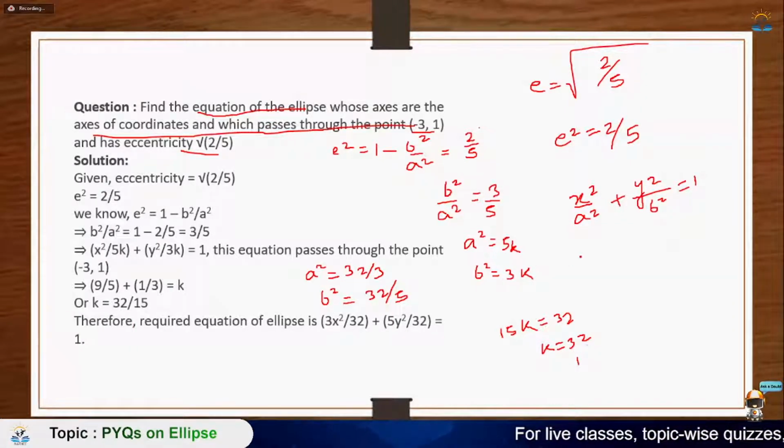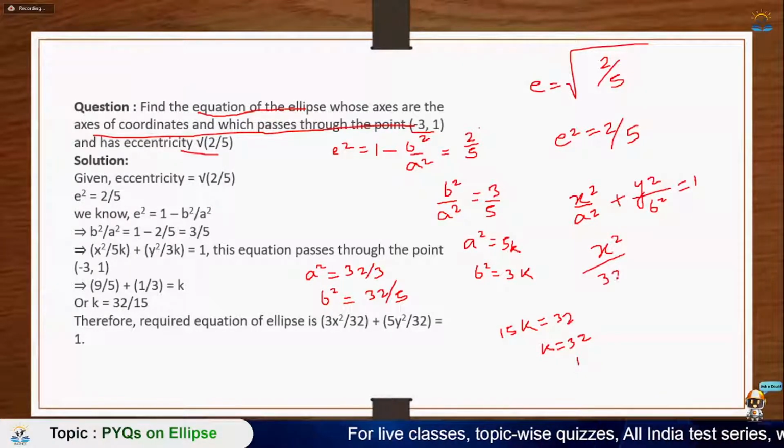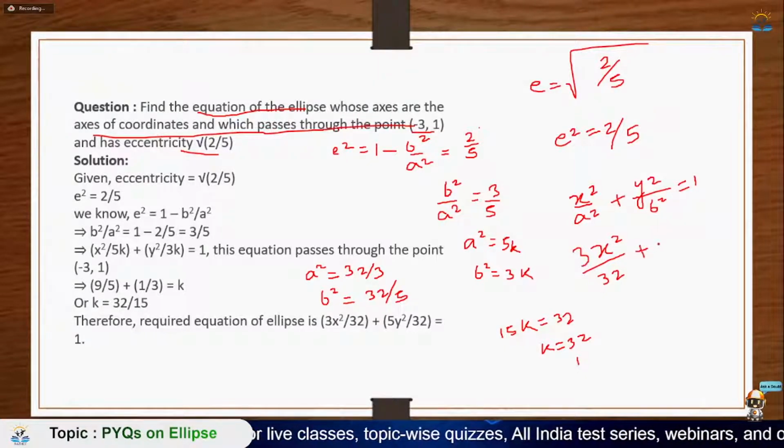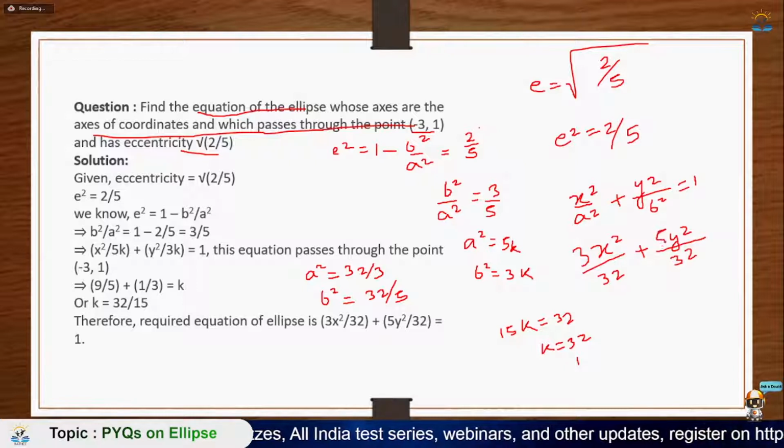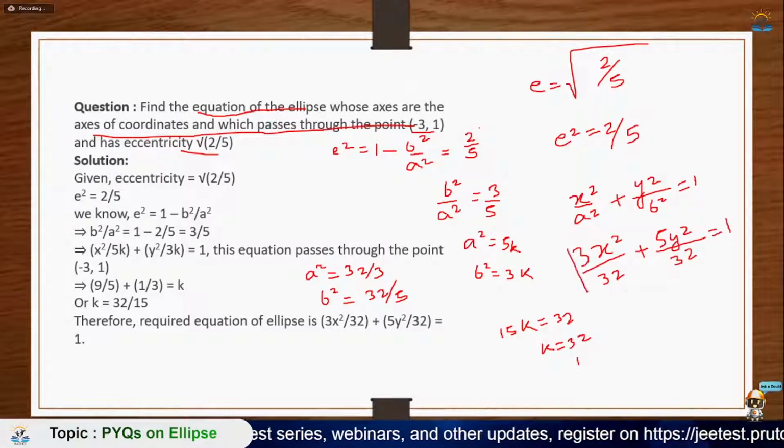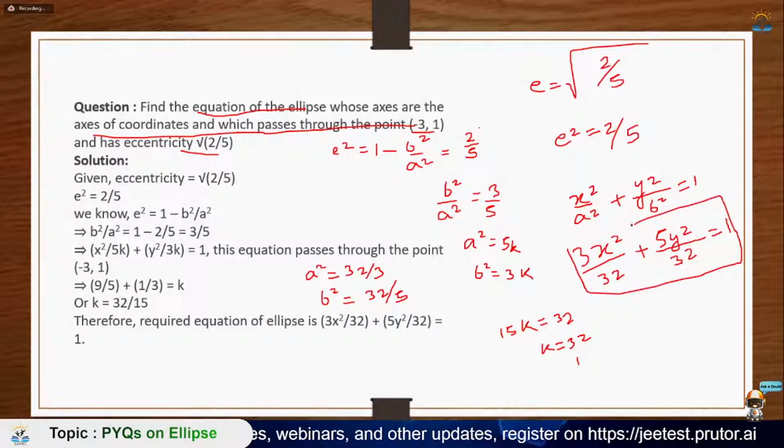So on putting the value, you will get x square upon a square. A square की जगह डाल दो 32/3. So 32 upon 3 plus y square upon b square की जगह डाल दो 32/5. So 32/5 equal to 1. This is my final answer to this question. Again, fairly simple one. You just need to put in the values and you will get the final answer.